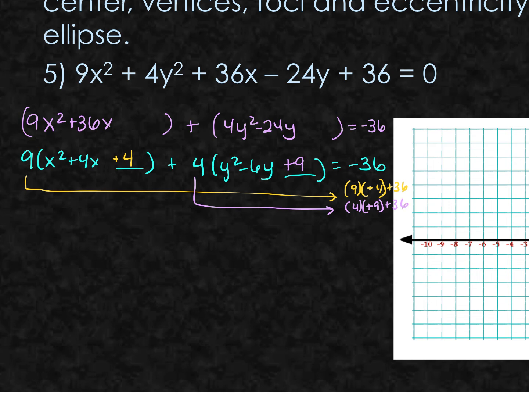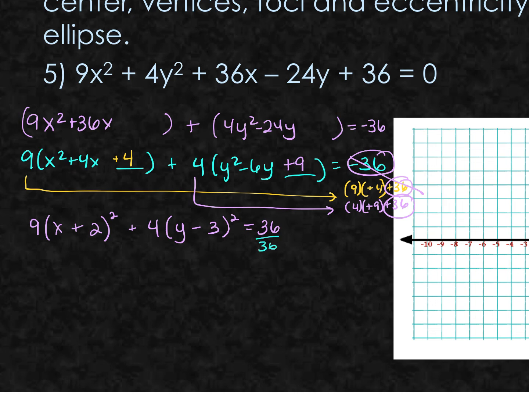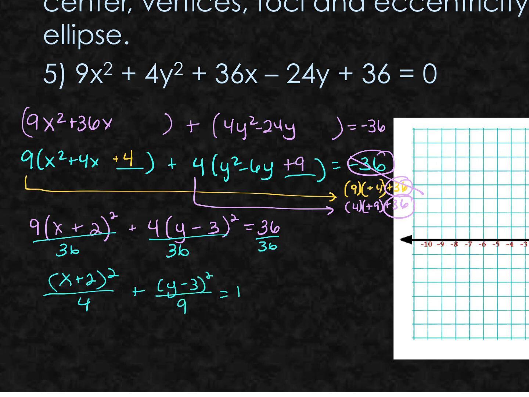So I'm adding 36. So I end up with 9, square root first, square root last, sign from the middle, in the parentheses and squared. 4, square root first, square root last, sign from the middle, parentheses and squared. Negative 36 plus 36 cancels out, and then there's one more 36, so this equals 36. Take and divide everything by 36 because it has to equal 1. And I get x plus 2 squared over 4 plus y minus 3 squared over 9 equals 1. And here's the standard form of my equation.